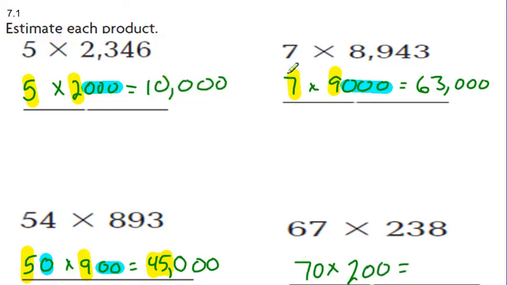So my basic fact is 7 times 2. Highlight my zeros, so 1, 2, 3. And then my answer, 7 times 2 is 14 with 3 zeros. And that is Chapter 7, Lesson 1, all wrapped up.